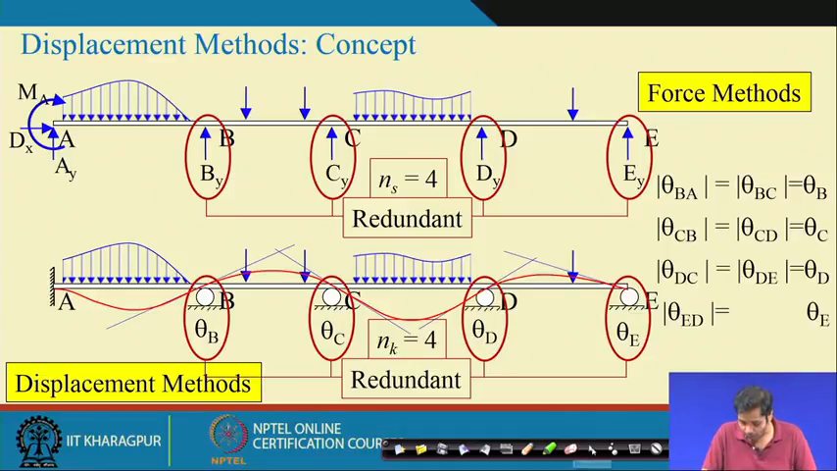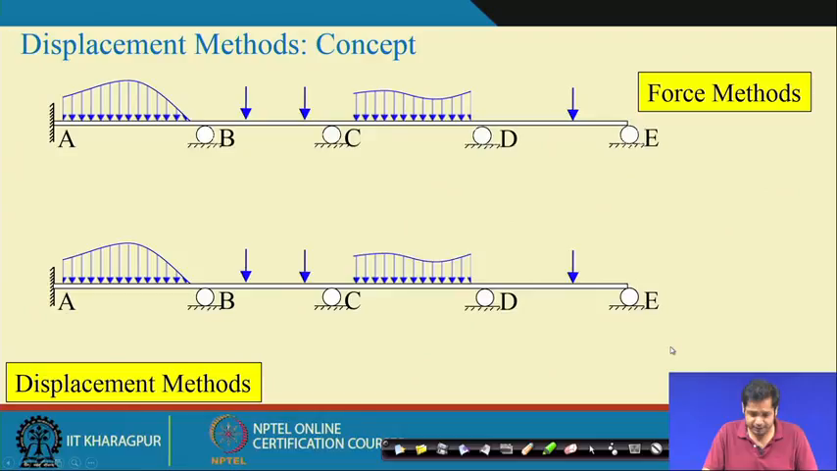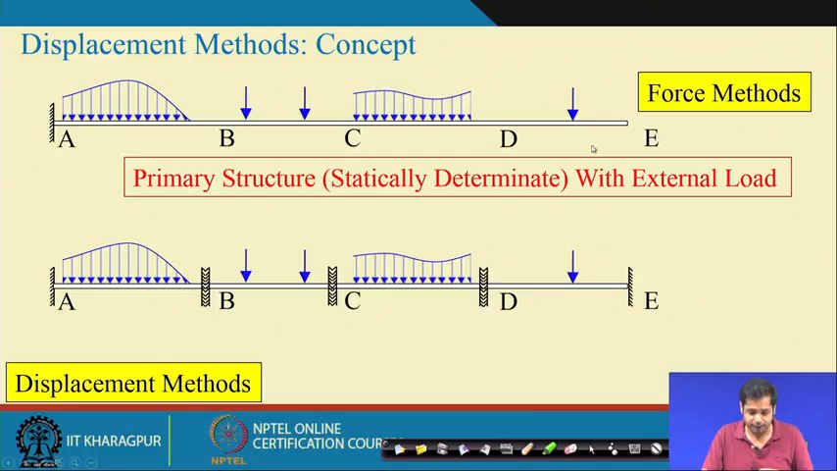Okay. Now let us see. In the force method, this becomes our primary variable, and then this is the primary structure with external load. How do we get the primary structure, or the basic determinate structure? In the force method, once we identify the redundant force, we have to remove it. Removing the redundant force means we need to allow the associated displacement to take place in the structure.